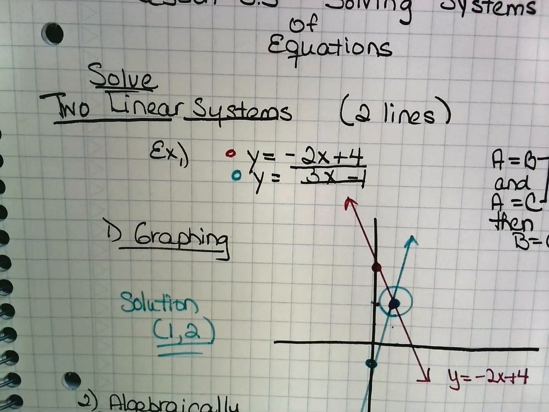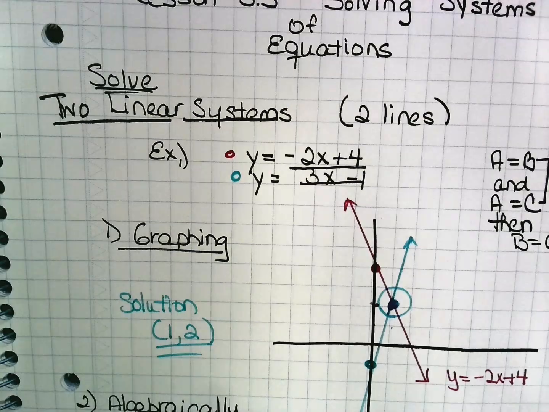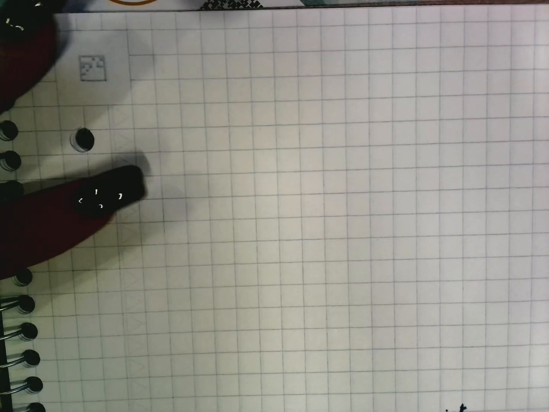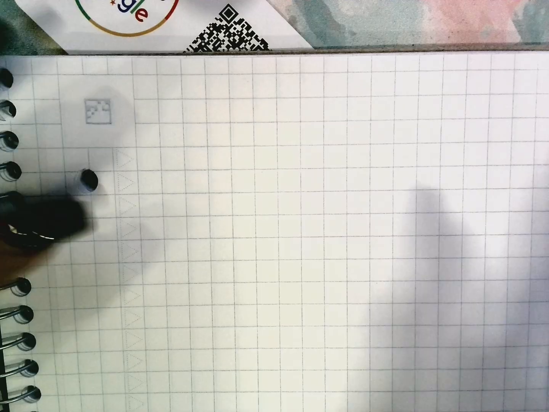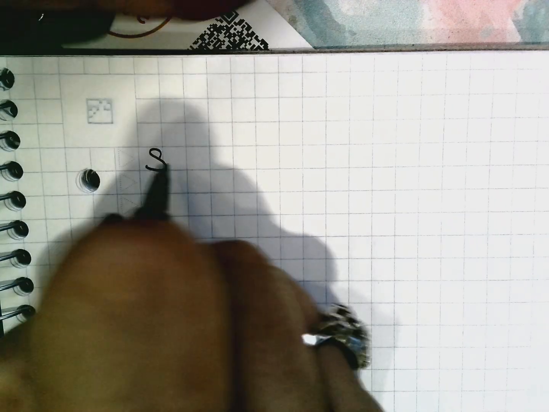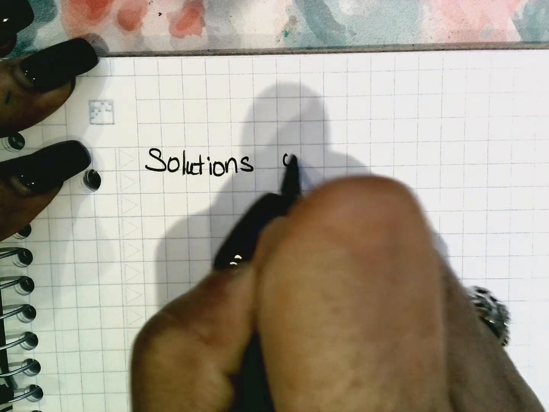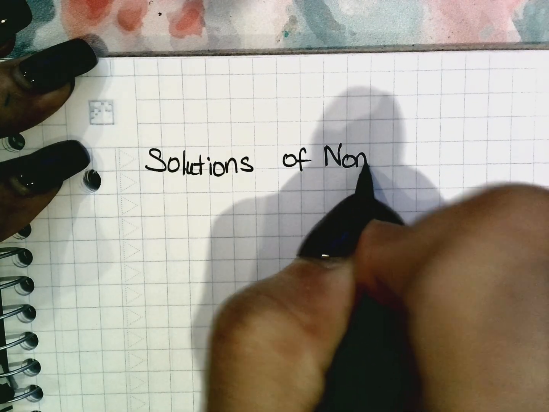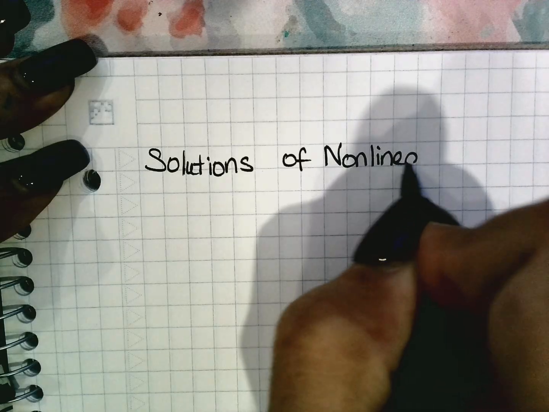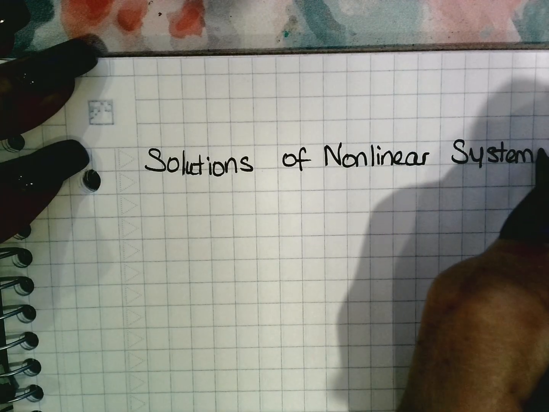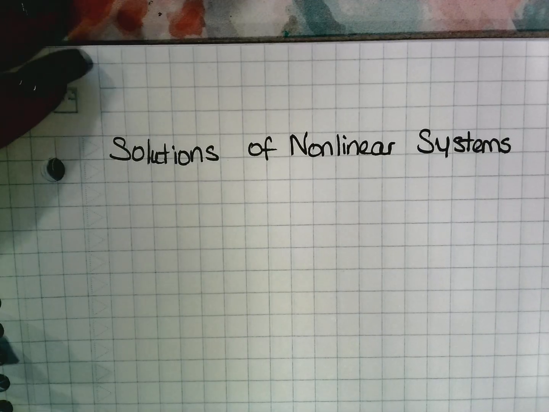Now we don't have to have just lines. Sometimes we can have nonlinear systems. And oops, that's going to be the next problem. So here we're going to have solution of nonlinear systems. Let's see what that looks like.